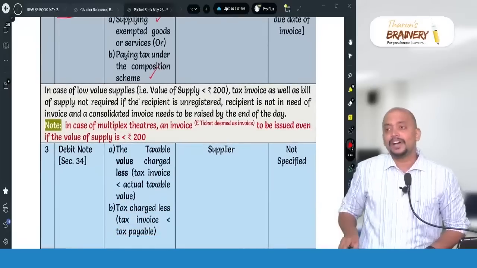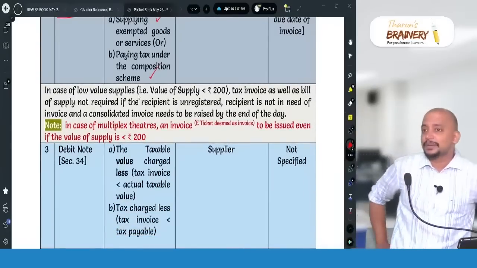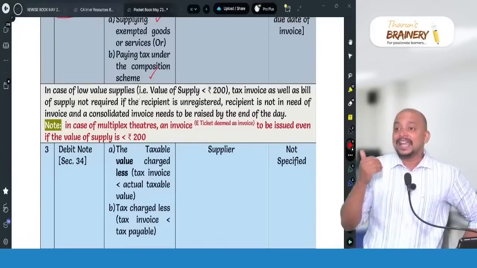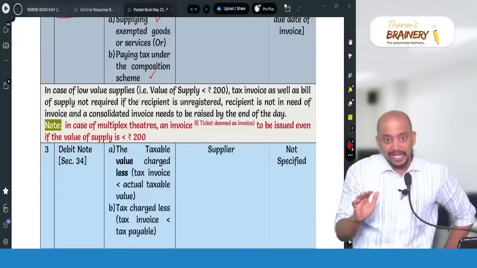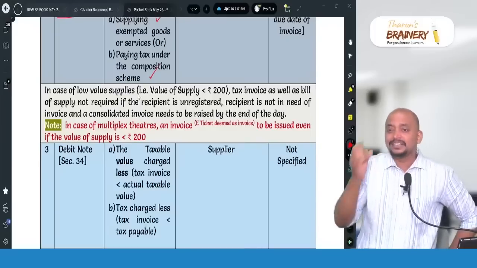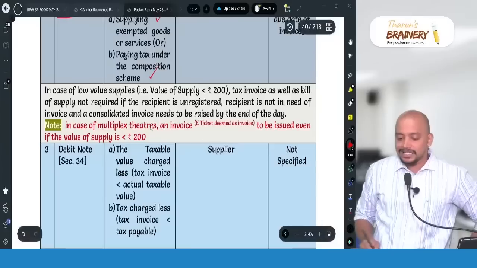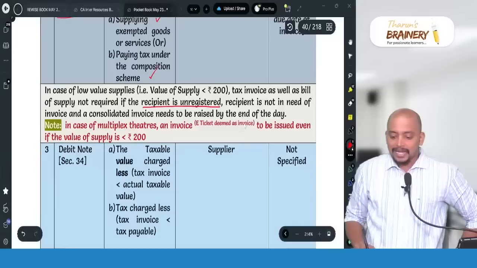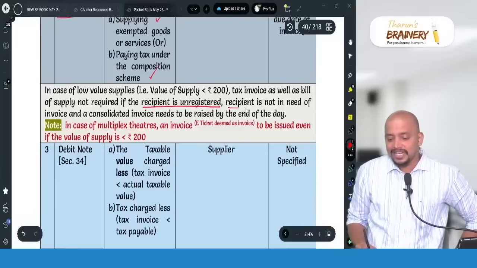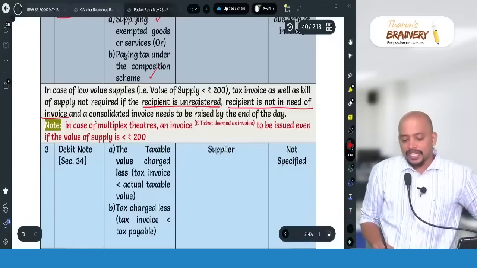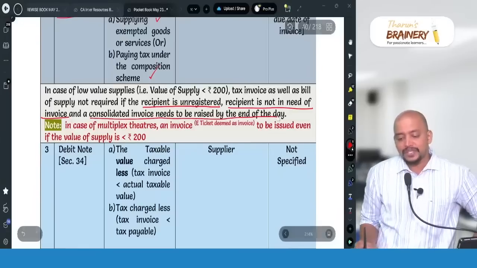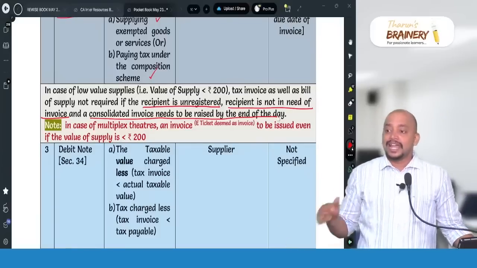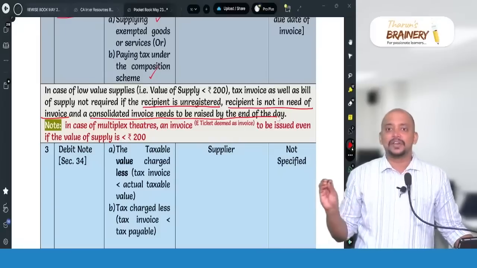Now, in case of low value supplies, what is low value supply? Value of supply less than 200 is known as low value supply. For low value supplies, neither tax invoice nor bill of supply is required to be issued, but provided 3 conditions are satisfied. What are those 3 conditions? Recipient is unregistered, means B2B or B2C? B2C. And then recipient is not in need of invoice. Recipient does not need an invoice, but a consolidated invoice or bill of supply should be generated at the end of the day. If these 3 conditions are satisfied, neither tax invoice nor bill of supply is required in case of low value supply.